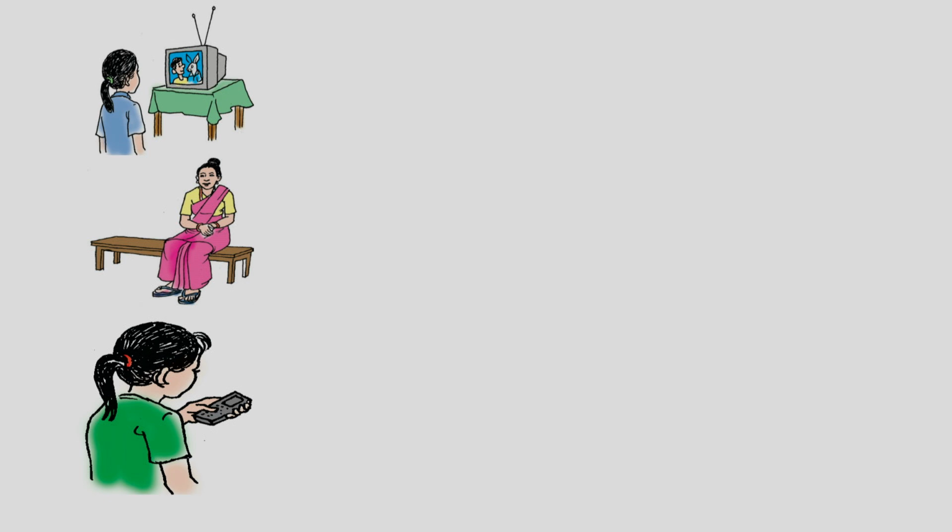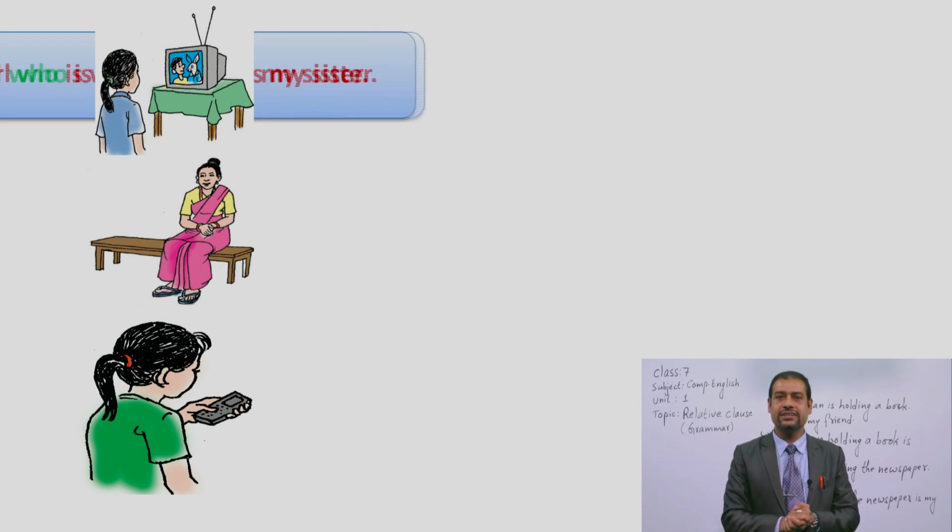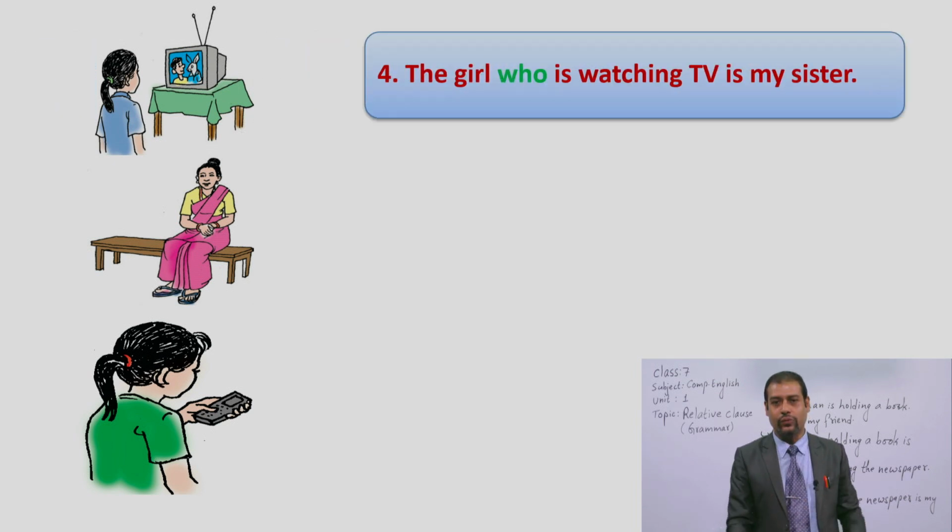Have you finished? Very good. If so, now you can check your first sentence of the slide. For the first picture, you can check with me. So what did I write here? The girl who is watching TV is my sister. Okay? See, the girl who is watching TV is my sister.